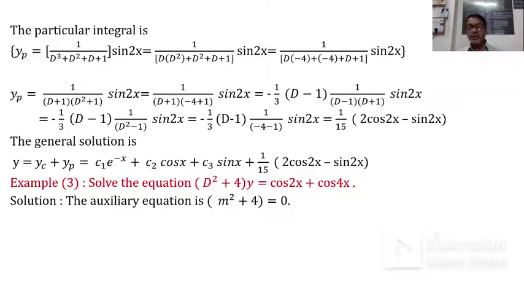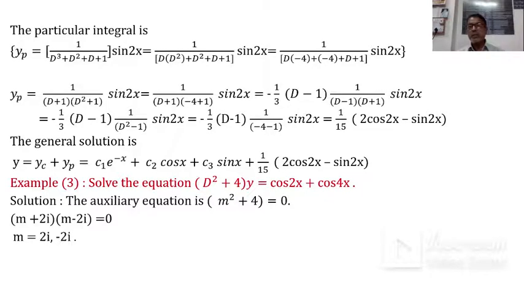From that, write the auxiliary equation m square plus 4 is equal to 0. We know that the factors of this are m minus 2i into m plus 2i, which is equal to 0. Means m is equal to 2i and minus 2i. This auxiliary equation has complex and non-repeated roots. Therefore, we know how to write the complementary function.